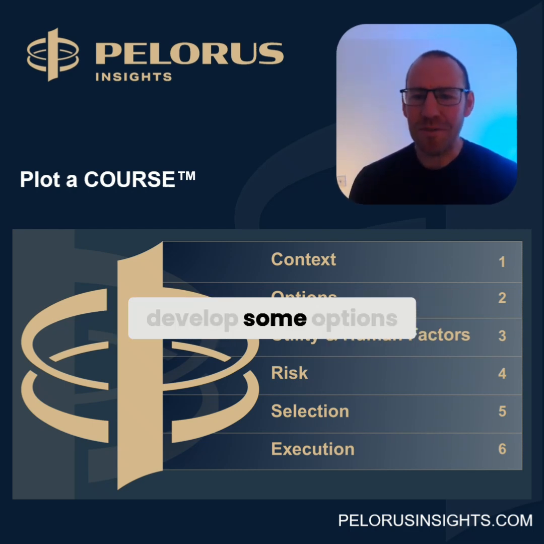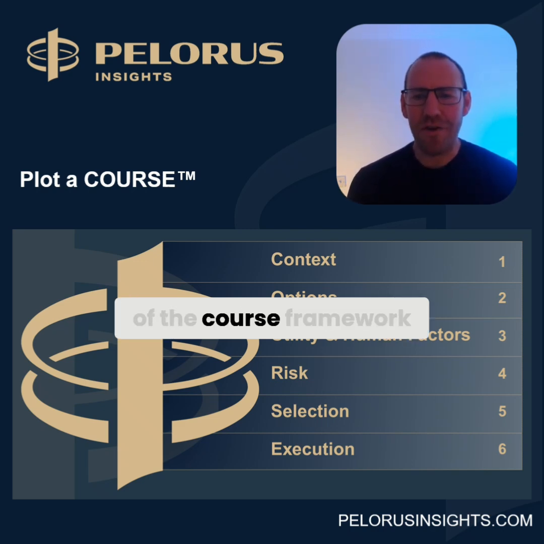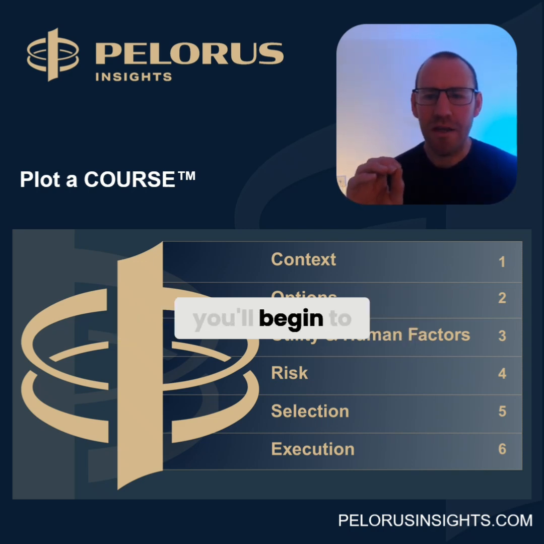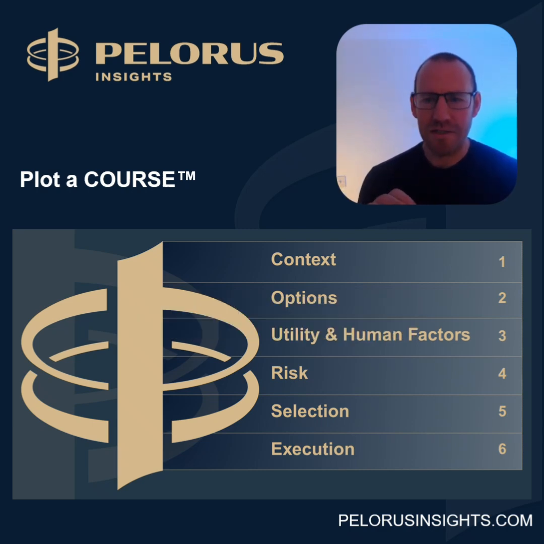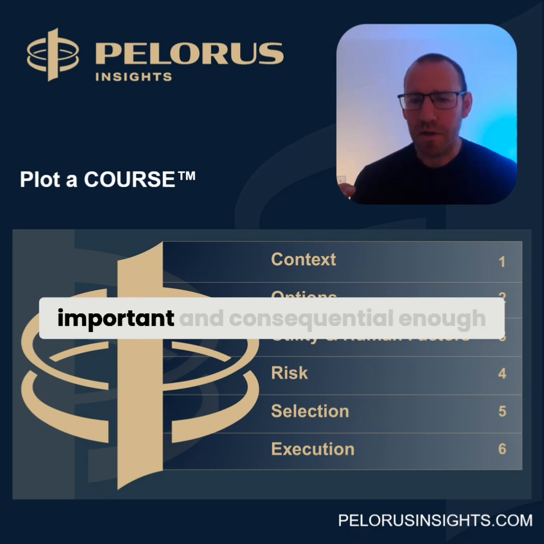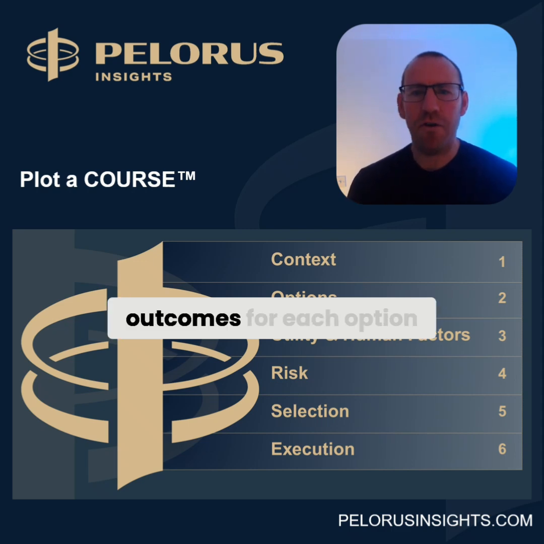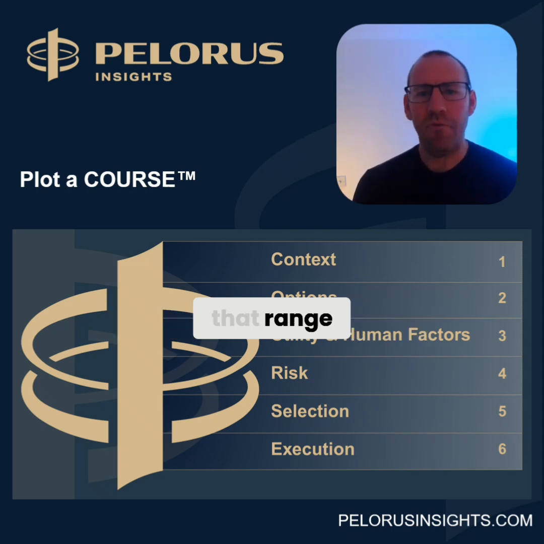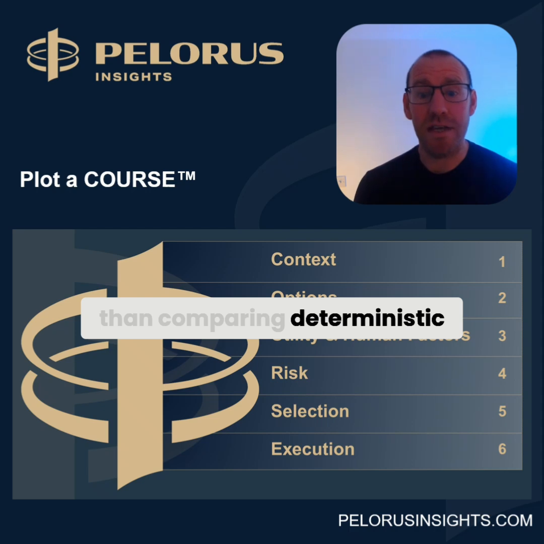So you develop some options, and in this risk element of the course framework, you'll begin to analyse the risks of each option on a comparable basis. Now, ideally, if the decision is important and consequential enough, you'd want to quantify and model risk so that you compare the range of outcomes for each option. And comparing that range with risk adjustment will be better than comparing deterministic estimates.